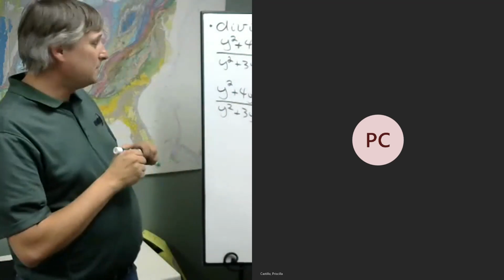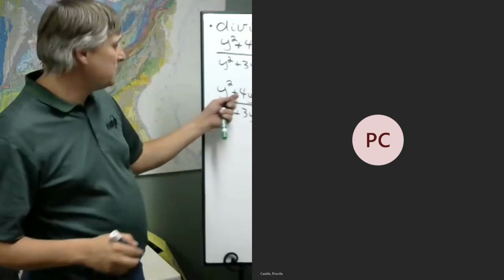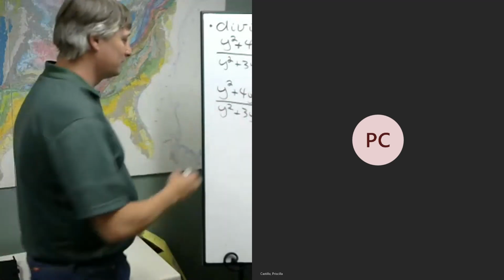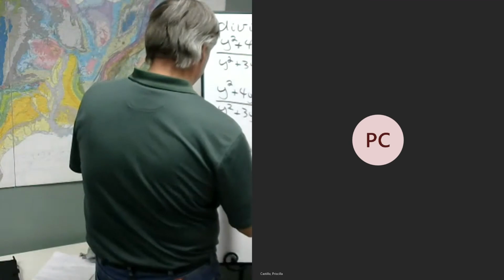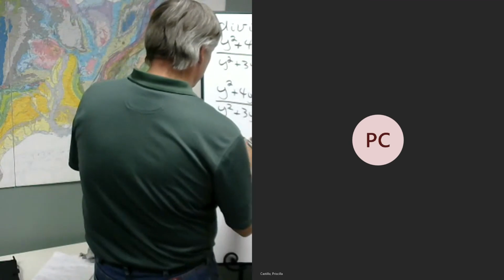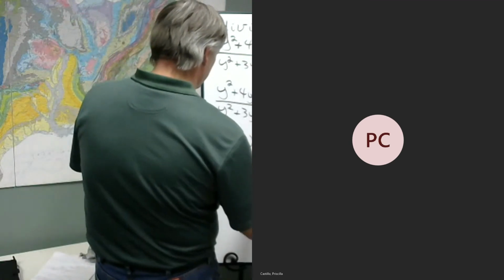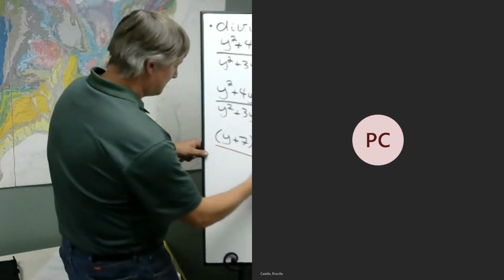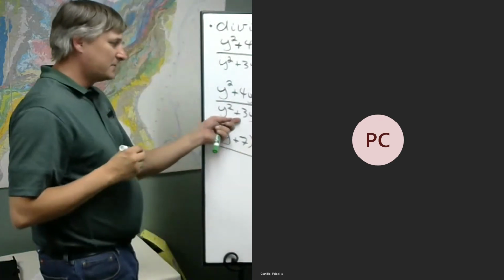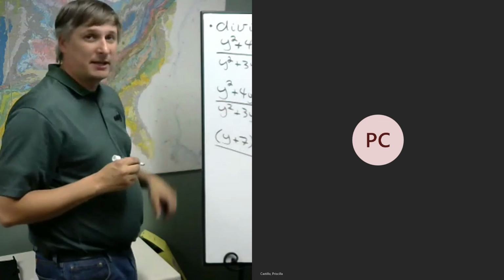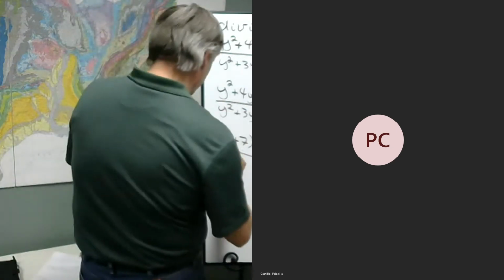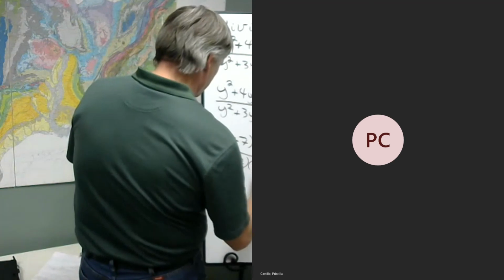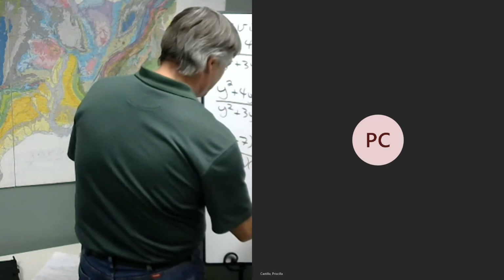So what we can do, two numbers that add up to 4 and multiply to negative 21 will be 7 and negative 3. Two numbers that add up to 3 and multiply to negative 28 will be again 7 and negative 4.